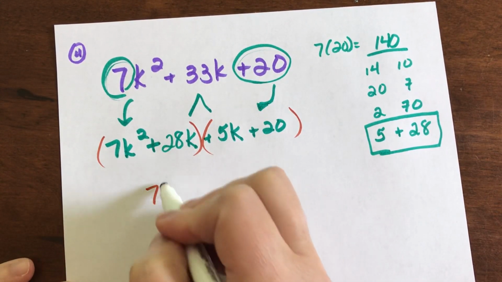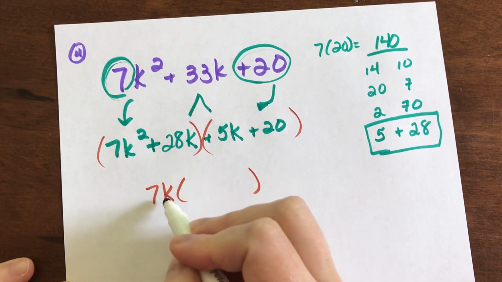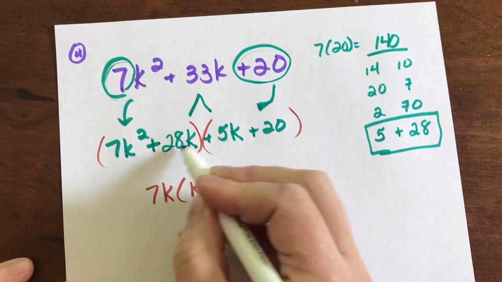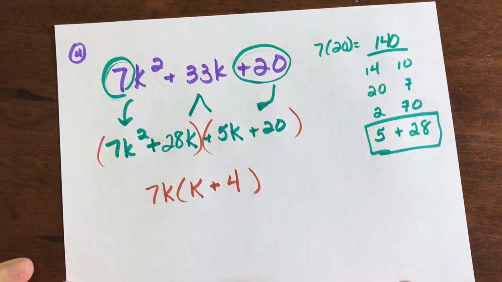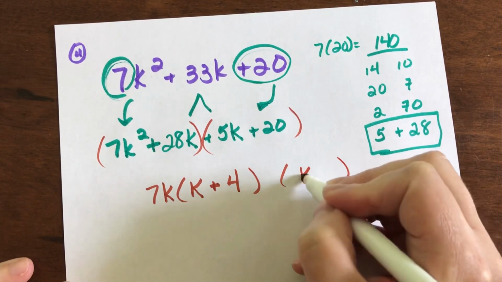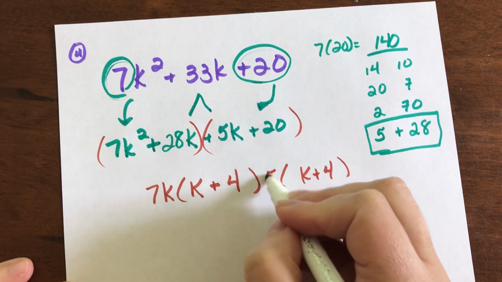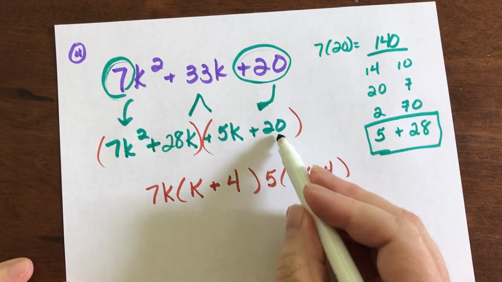I can pull out a 7k here, which is going to be 7k times what is 7k squared? K, plus 7k times what is 28k? 4. Now I know that this is going to be k plus 4 because I can cheat that way. So k times what is 5k? 5. And then just double check, is 5 times 4 20?